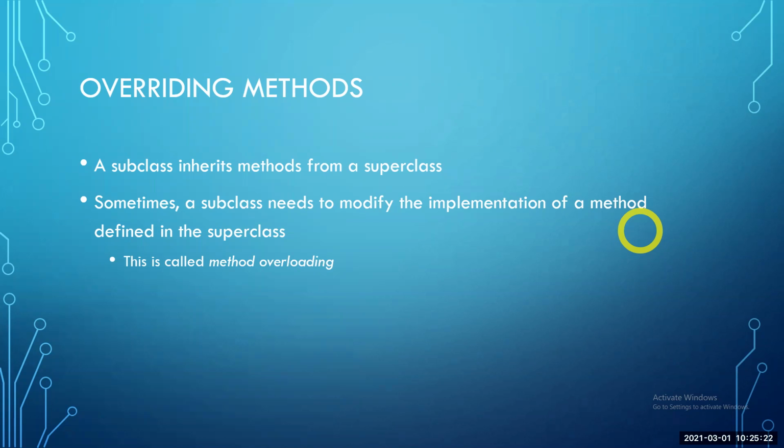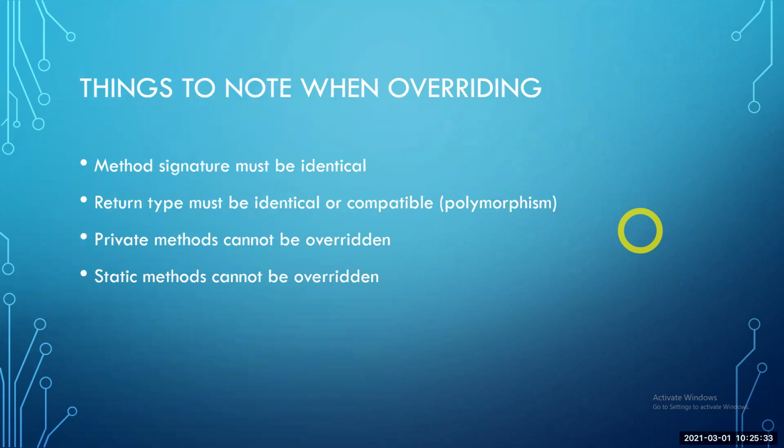Again, sometimes a subclass needs to modify the implementation of a method defined in a superclass. This is called method overriding, not overloading. Some things to note when overriding: the method signature must be identical. The return type must be identical or compatible. Again, that's called polymorphism. We'll talk about that, I think, next time.